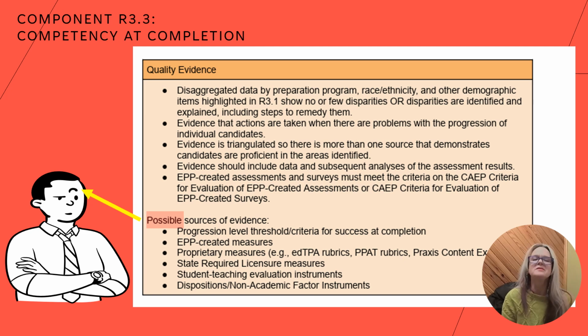Now, notice that I have highlighted the words possible sources of evidence. So the term possible is included, but note the raised eyebrow. This is really what they're expecting to see. There's not a lot of possibilities here. It sounds nice, but these are expectations. So take a moment to look at those.